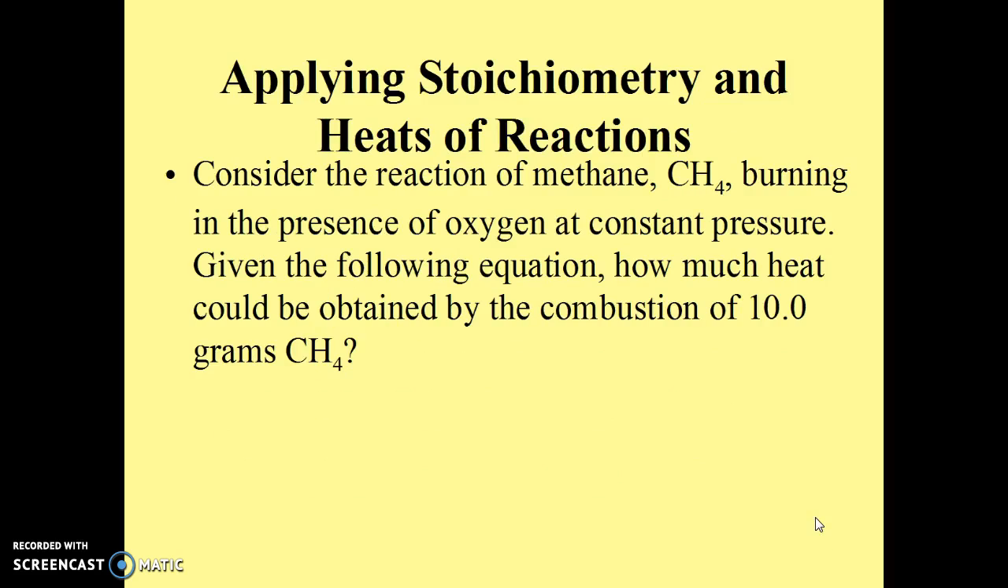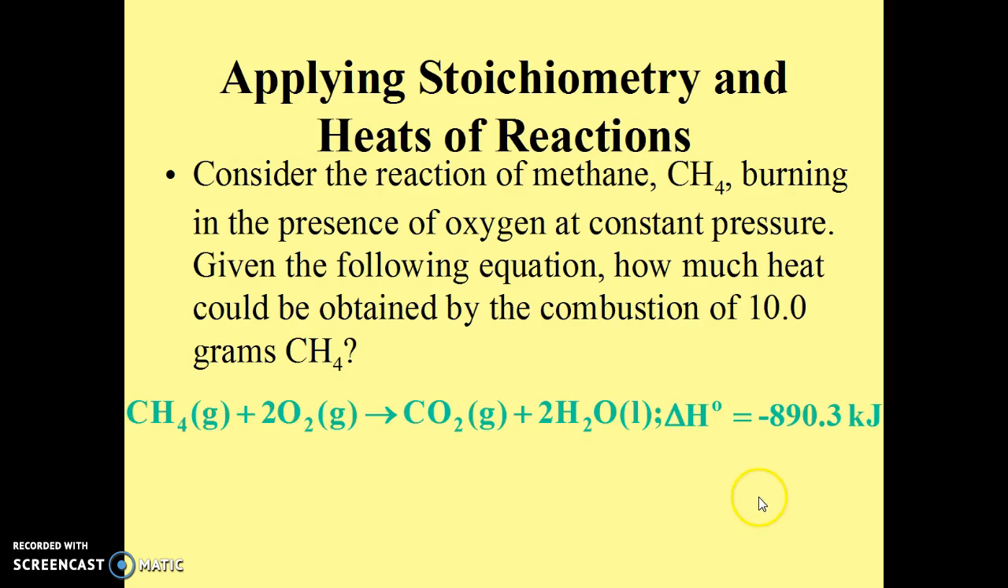For example, consider the reaction of methane and oxygen at constant pressure. Given the following equation, how much heat could be obtained by the combustion of 10.0 grams of methane? Here's your equation showing that delta H for the burning of 1 mole of methane is negative 890.3 kilojoules. You can see why methane, the main component of natural gas, is such a popular fuel.